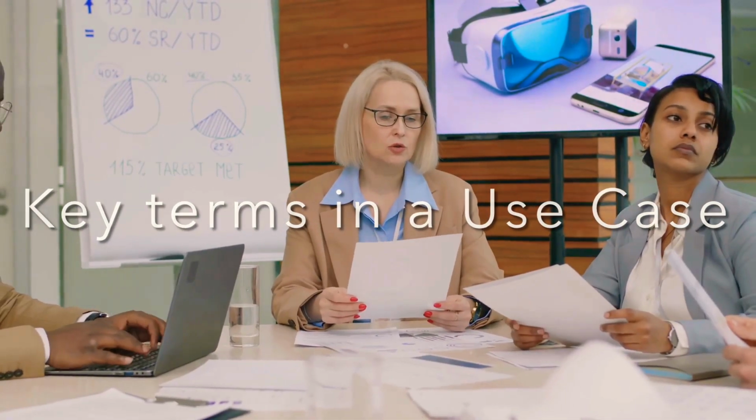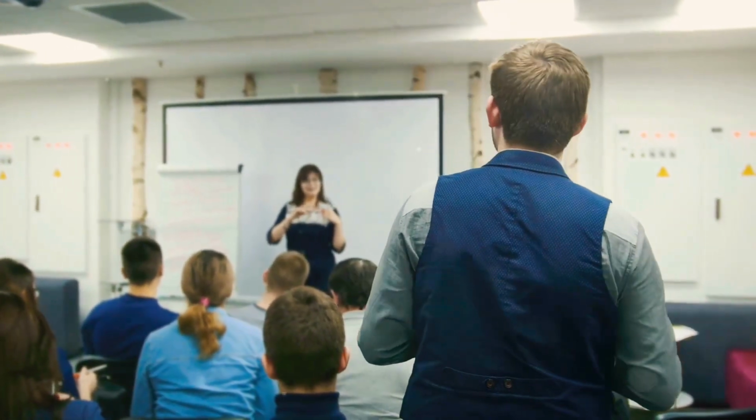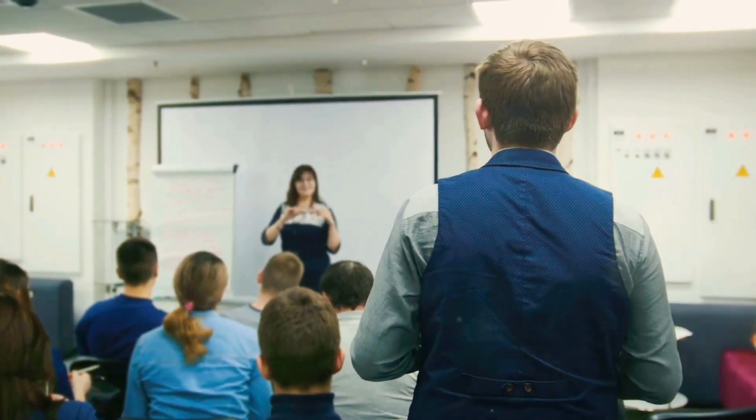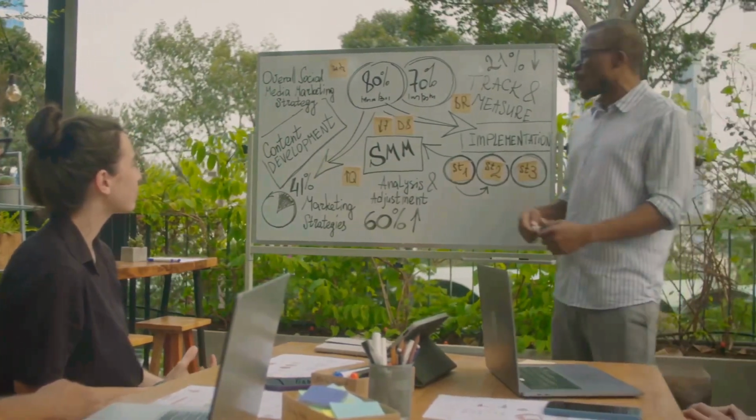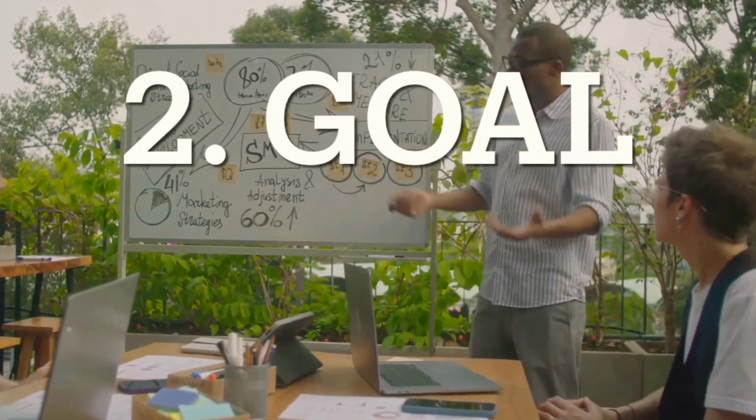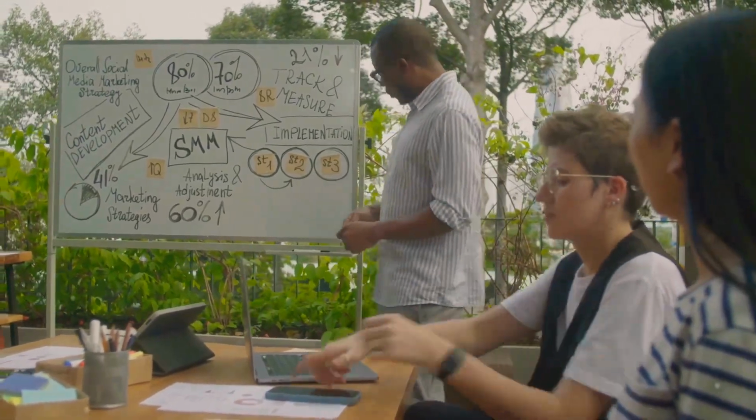Okay, let's break it down. First, we have the actor. An actor is an entity that interacts with the system. This could be a human user, another system, or a device. Actors represent roles rather than individuals. This will become clear after we look at an example. Second is goal. The goal is the desired outcome that the actor wants to achieve by interacting with the system. The goal drives the entire use case, focusing on what the actor needs to accomplish.